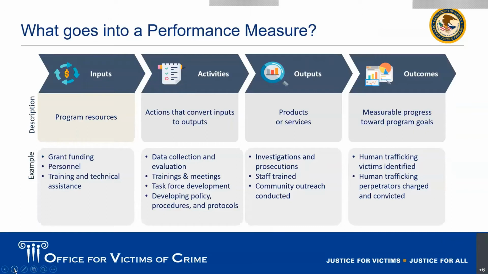Several measures ask about program input, such as staff time and documents, training curriculum. And then the activities are the actions that convert those inputs to outputs and eventually result in measurable progress towards the program's goals. So these can include things like the number of staff trained, or the number of investigations if you were generally a law enforcement agency. Outcomes really speak to the longer term goals, that more bottom line aspect, many of which you will write about in your semi-annual narrative report. If you've never done a semi-annual narrative, don't worry, we will cover that later in the training today.